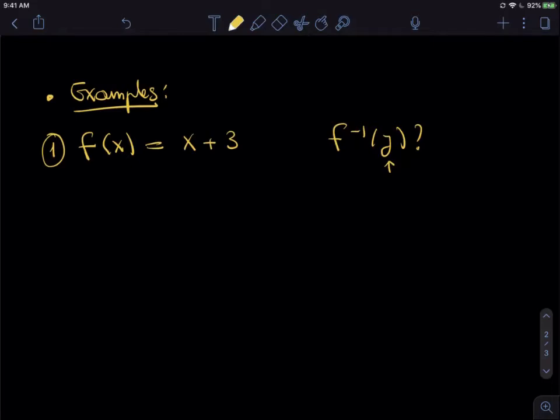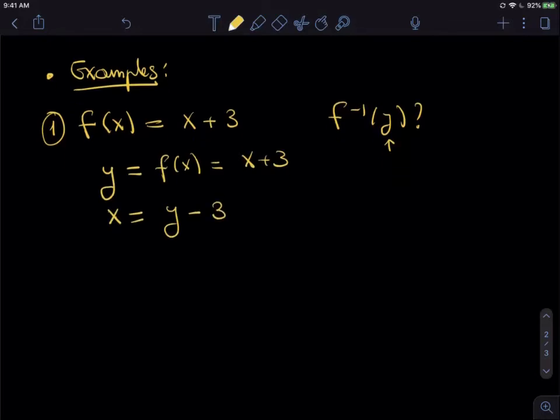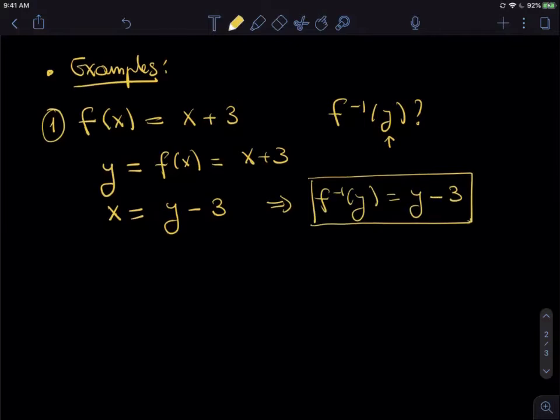So here what we need to do is say, okay, y, which is equal to f of x. This is x plus 3. So then we can solve for x, and this is y minus 3, correct? You see that here on the right, I have a function of y. So then I will say f minus 1 of y, the inverse of f, is y minus 3. And this is the solution to the problem.